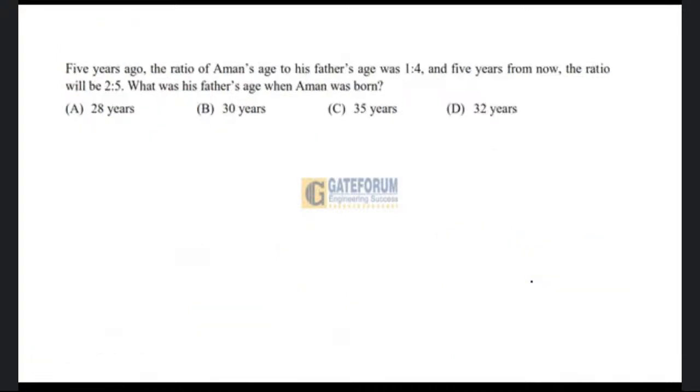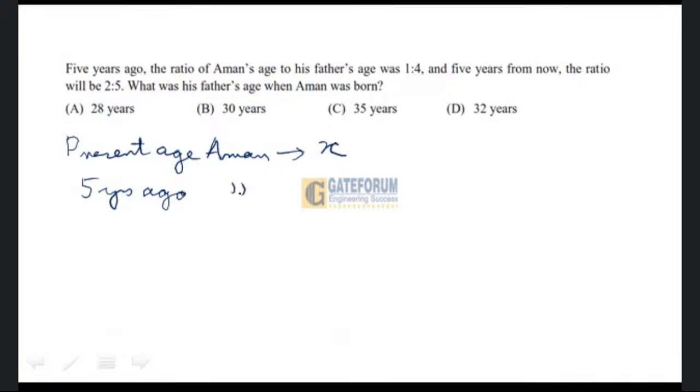Let's go to the third one. 5 years ago, the ratio of Aman's age to his father's age was 1:4. And 5 years from now, the ratio will be 2:5. What was his father's age when Aman was born? So let us suppose the present age of Aman be X.